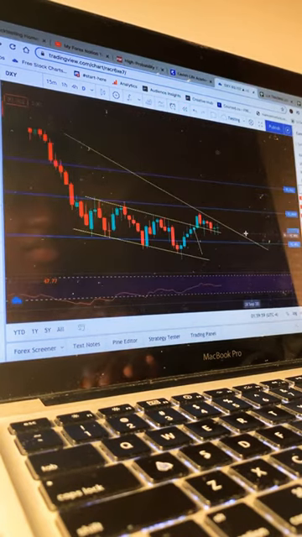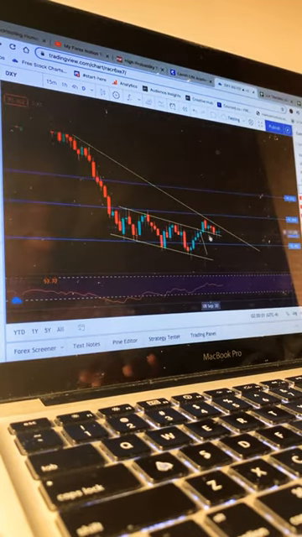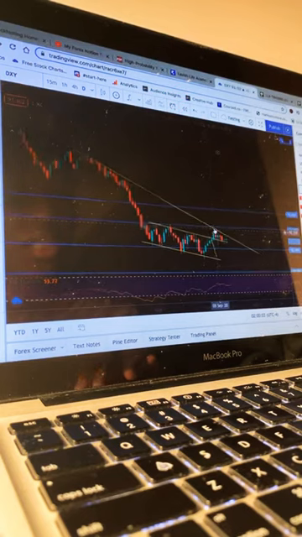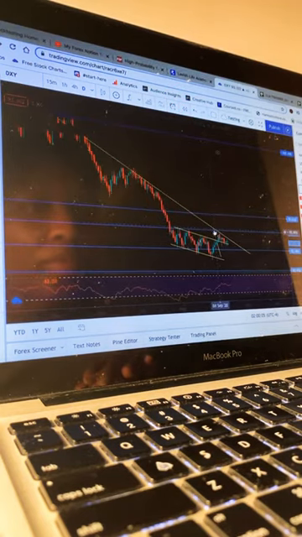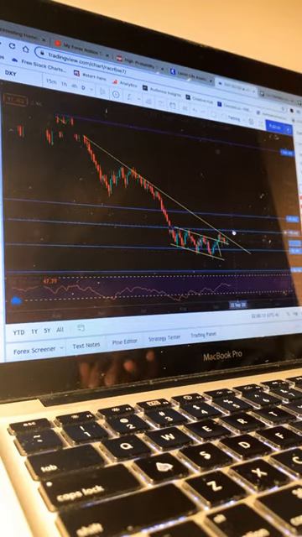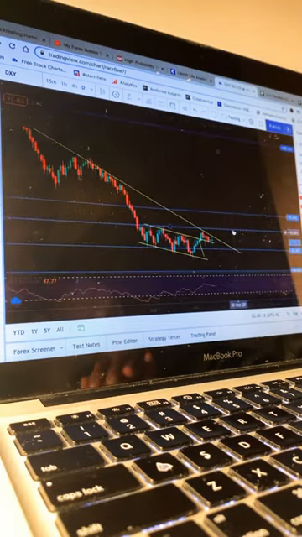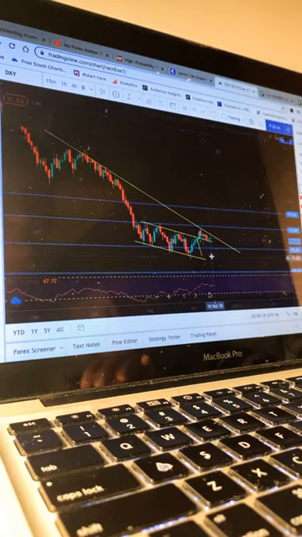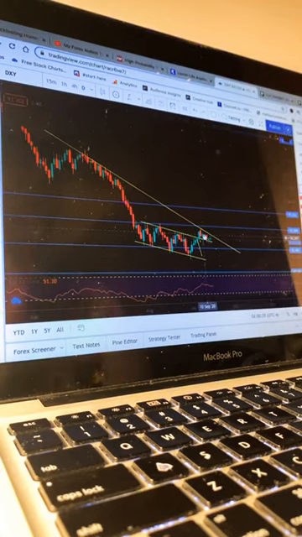Let me look at the dollar real quick. Yeah, the dollar has been, I feel like it's looking kind of weird. I thought that it would continue downward. It's kind of staggering off. Consolidated.